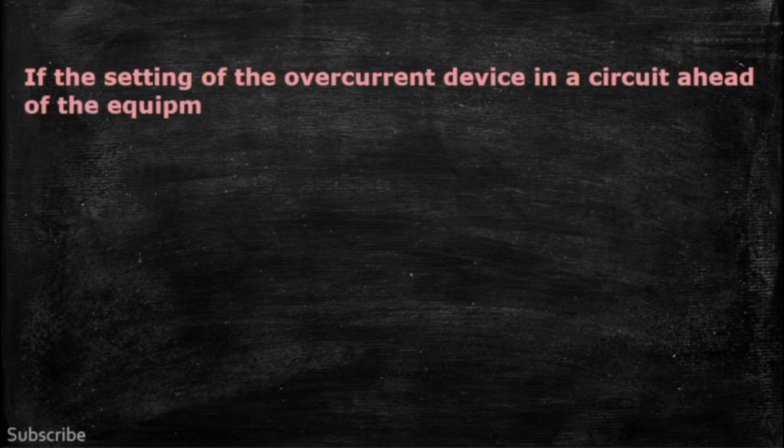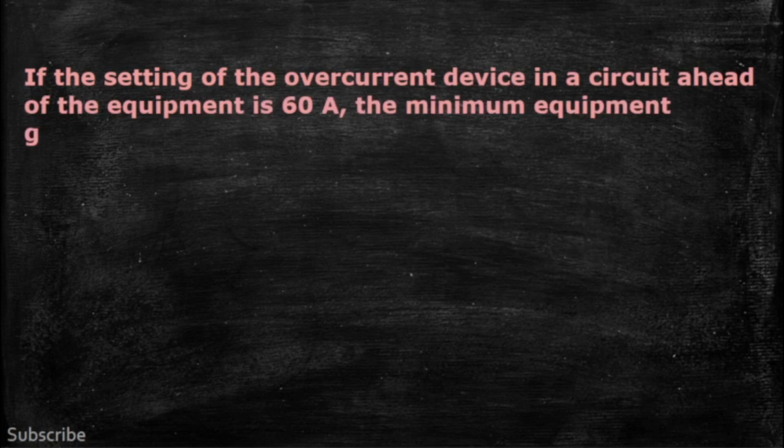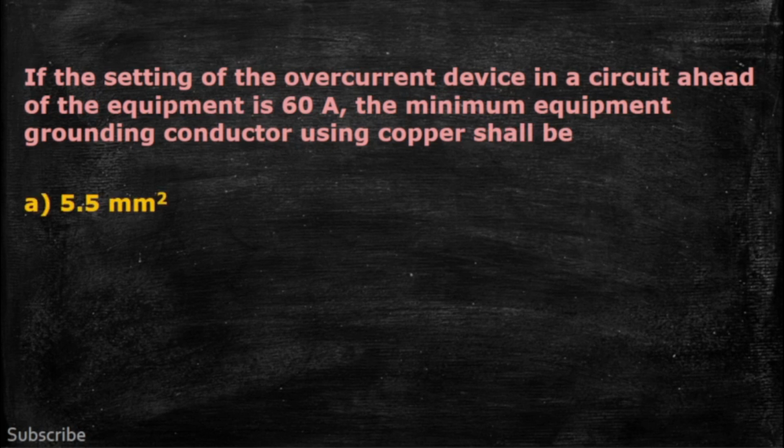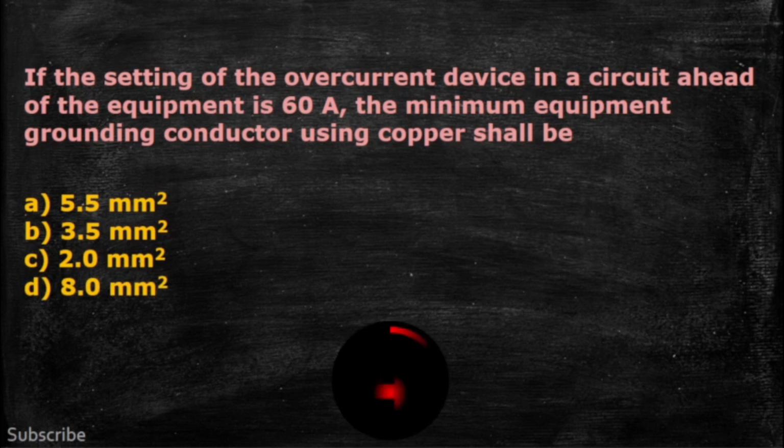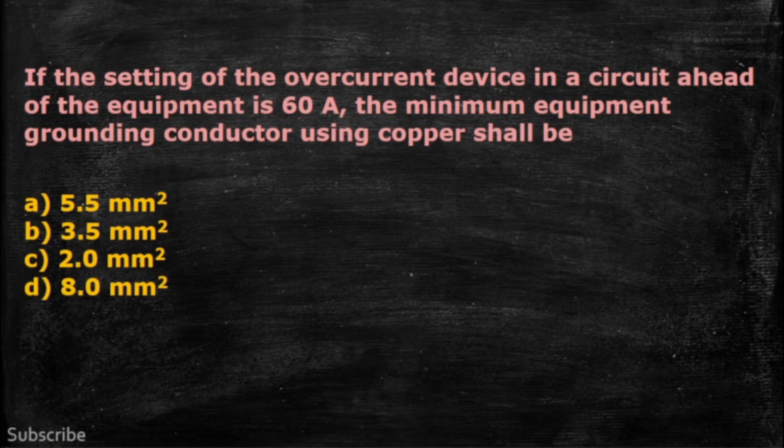Question number 10. If the setting of the overcurrent device in a circuit ahead of the equipment is 60 amperes, the minimum equipment grounding conductor using copper shall be A. 5.5 mm squared, B. 3.5 mm squared, C. 2.0 mm squared, D. 8.0 mm squared. The correct answer is letter A, 5.5 mm squared.